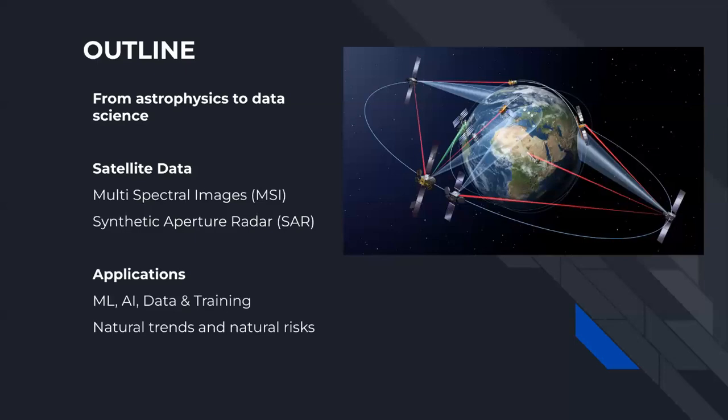Then I have a few words about satellite data. When you do Earth observations, there are two main kinds of observations you can make from a physical perspective, in the sense that you use two very different kinds of detectors on the Earth's surface: multispectral images and synthetic aperture radars. One is an active kind of detection, with a radar, and the other is a passive system. And then I'll talk about the applications.